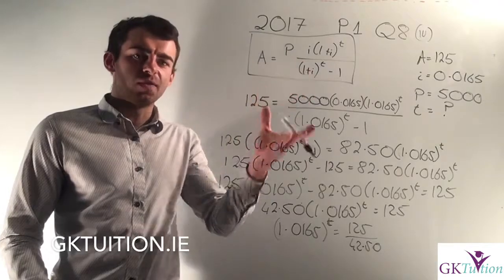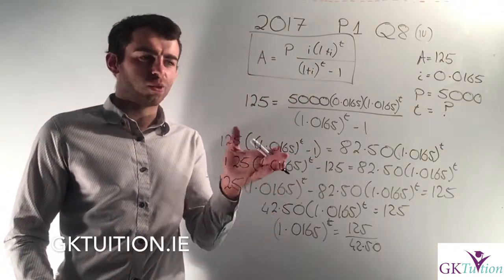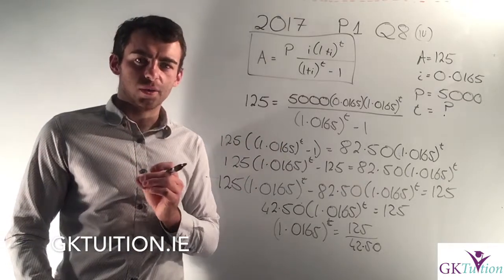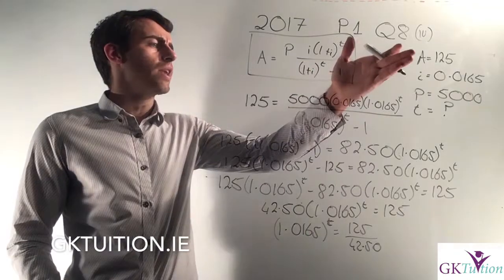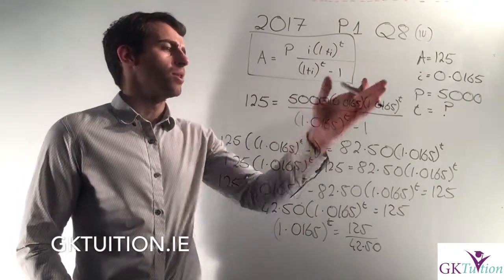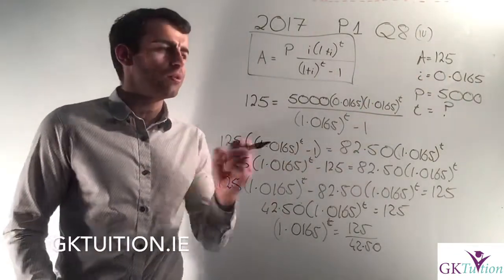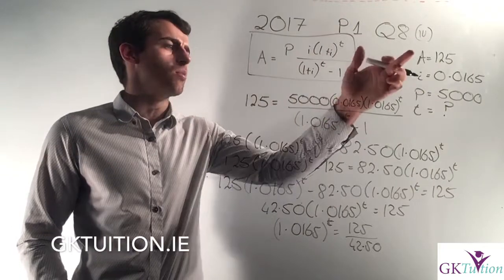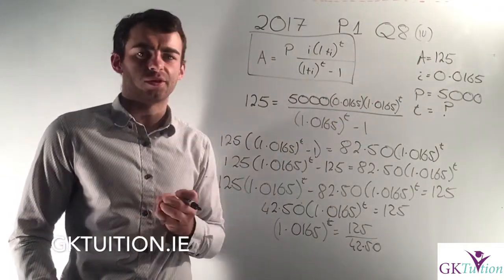Now, I'm going to do this video by using the amortization formula. However, when you finish this, it's worth your while going back, see if you can do it by using the sum of a geometric series. So I know that A, the value of each repayment, is €125. I know that the monthly interest rate is 0.0165. Now I'm using the monthly interest rate because he's repaying €125 every month. So that's why we're interested in the monthly interest rate.